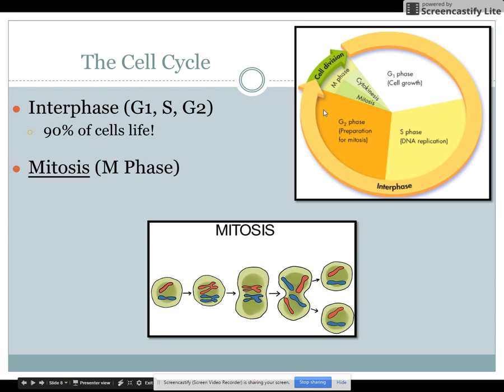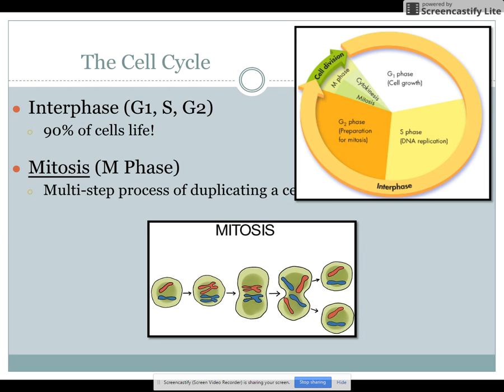So here we're going to break down our mitosis, or M phase, as it's sometimes referred to. This is a multi-step process, in which we're going to be duplicating cells, like the image down here is showing. We're going from one cell to two cells, mitosis. So let's go ahead and jump straight into it and break it down.